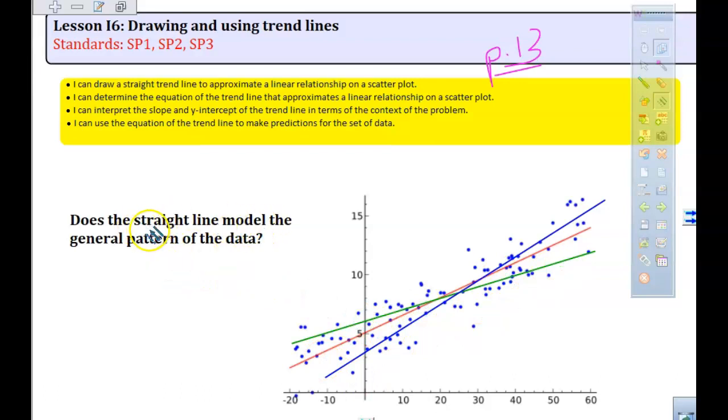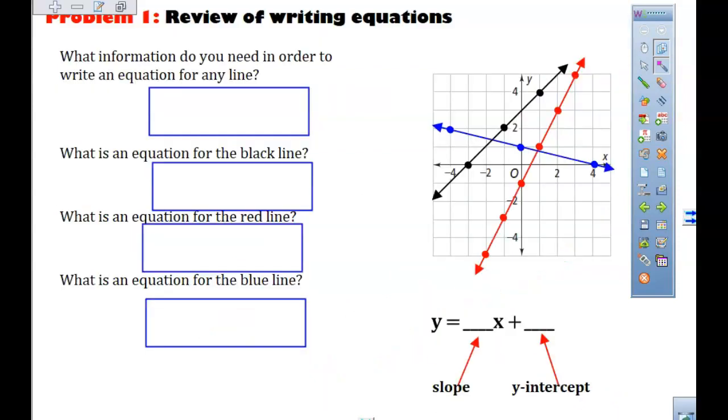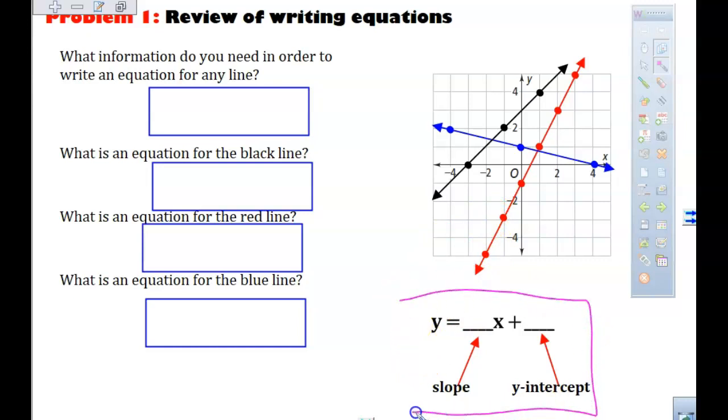It says, does the straight line model the general pattern of the data? We would say yes, the line that they gave us pretty much is in the middle, that red line, right? So please put a yes. Then we need to review first finding equations for lines. Equations for lines are down here. This is what your answer needs to look like.